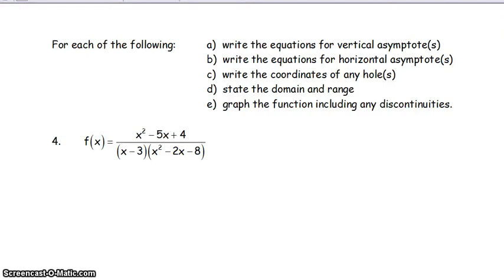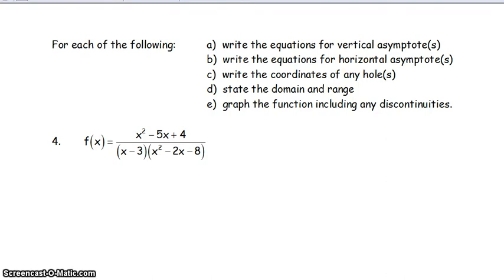All right, this is worksheet number 2. I'm going to do problems 6, 8, and 10. The first thing I want to go over are the 5 things we need to find for number 6. We need to write the equations for vertical asymptotes, horizontal asymptotes, the hole or holes, state the domain and range, and graph the function, including the discontinuities.